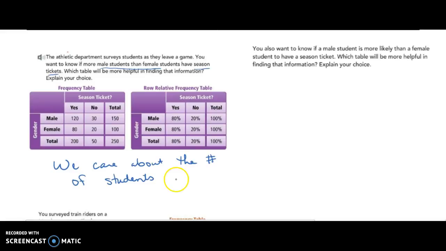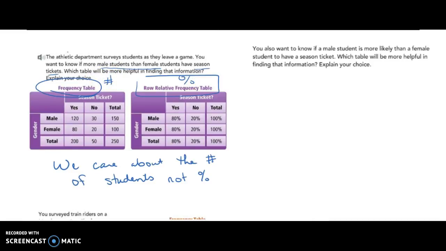But we don't care about the percent. So because of that, we're going to go with the frequency table. This one over here does not show the number of season tickets. It shows the percent. So we're going to go with the one with the number.